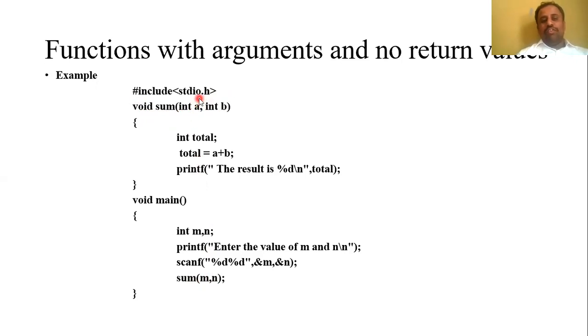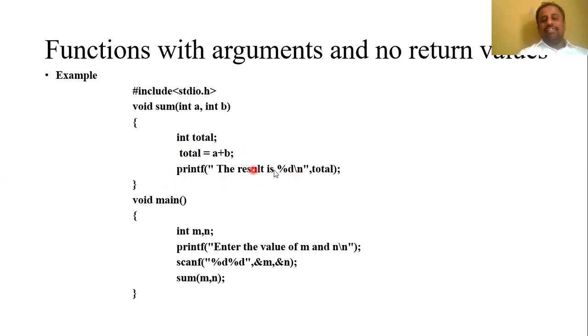So that means 5 is stored in the a variable, and 10 is stored in the b variable. Then I am declaring one local variable, int total. Then I made total equal to a plus b. Now what is the a value? 5. What is the b value? 10. 5 plus 10, 15. 15 is stored in total.